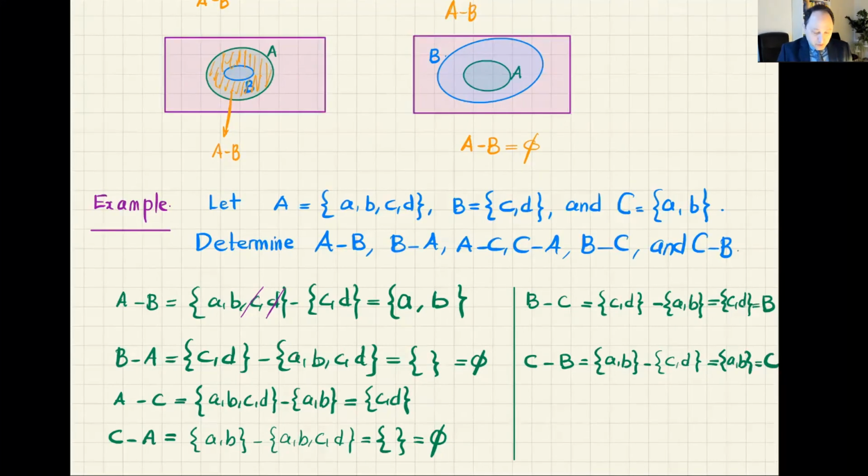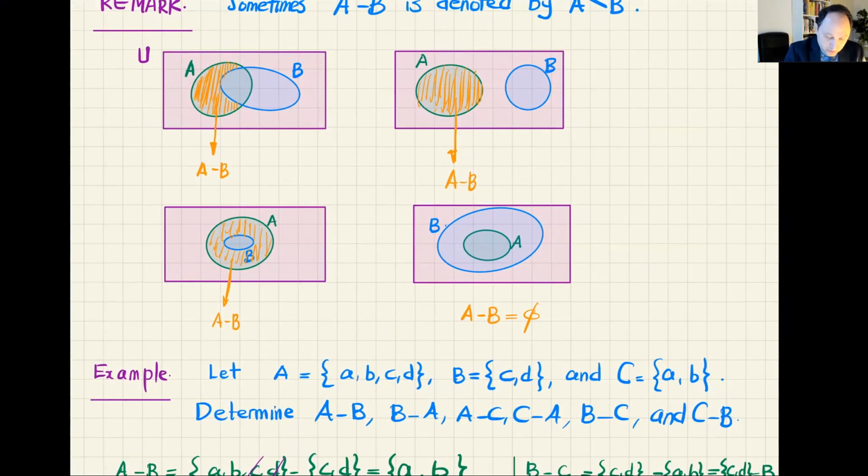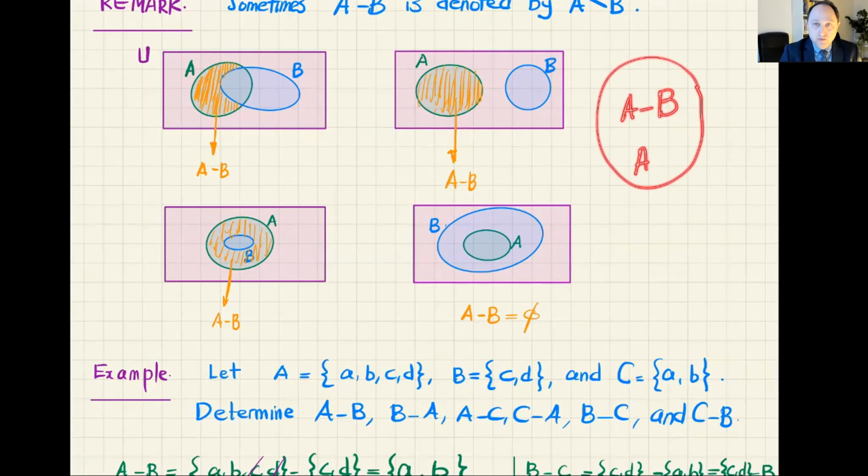So this is very simple. But now if I ask you one question, in general, what is the relation between A minus B and A? What is the relation between these two?